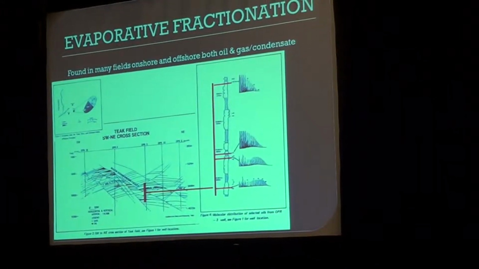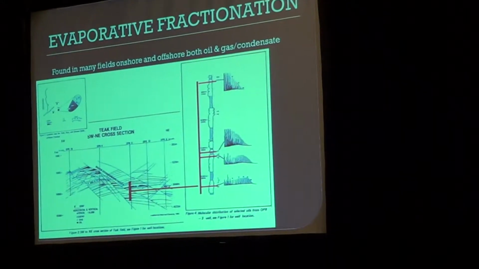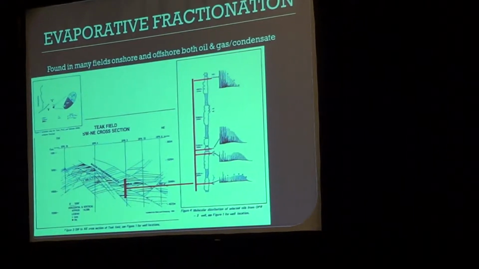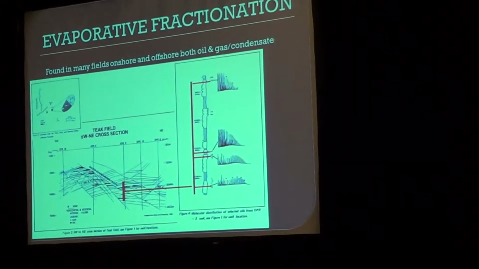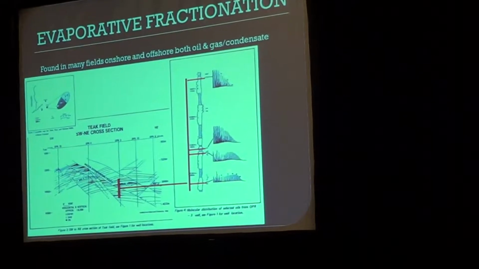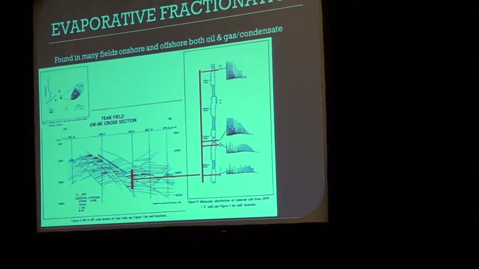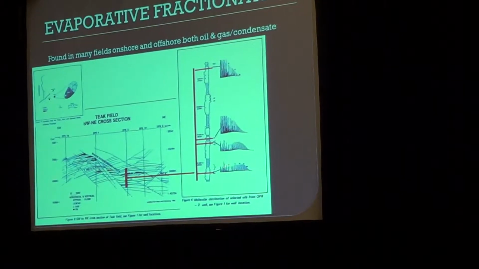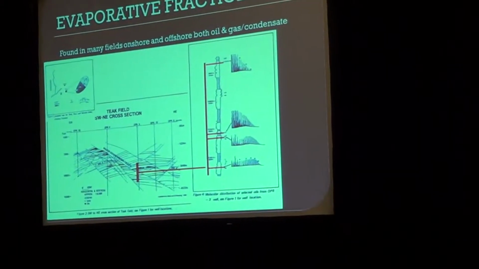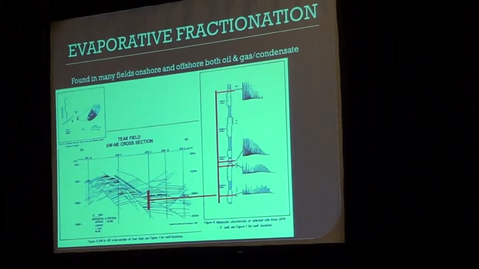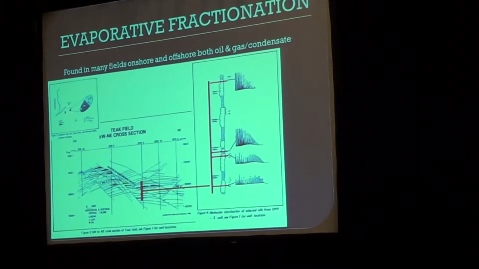This is the previously reservoired oil, and that's the end product of evaporative fractionation. The residual oil loses all the aromatic ends, which go up to the top. So this is called a residual oil. These are called fractionated oils or fractionated condensate.